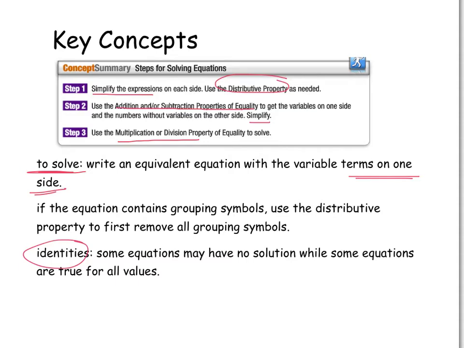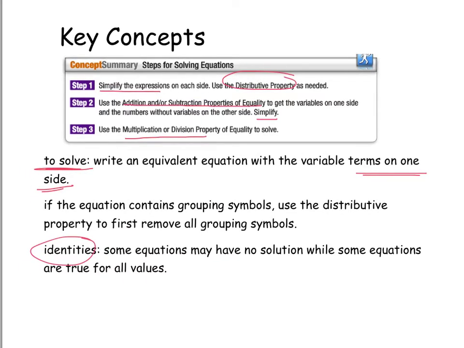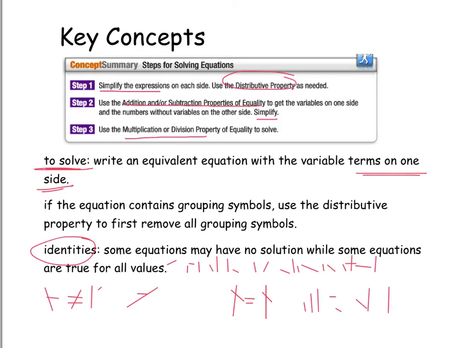And this was when our variable is eliminated. And when our variable is eliminated, we get down to the very bottom. If those two values do not equal, for example, like 7 does not equal 10, then that represents no solution. But if my variable is eliminated and those values equal, like for example, maybe 4 equals 4, then that is true for all real numbers.